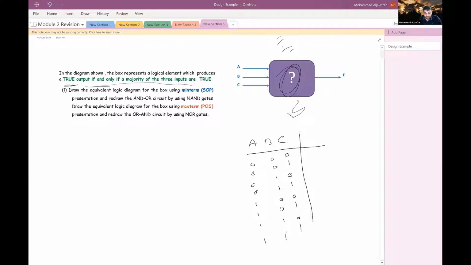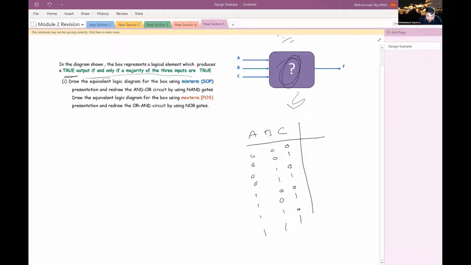All right, guys. Now, let's read the question again. The box represents a logical element which produces a true output if and only if the majority of the 3 inputs are true. So here, my function will give me 0 because none of them are true. And here my function will give me 0 because just C is true, whereas the others are equal to 0. Now, at this row, still 0.